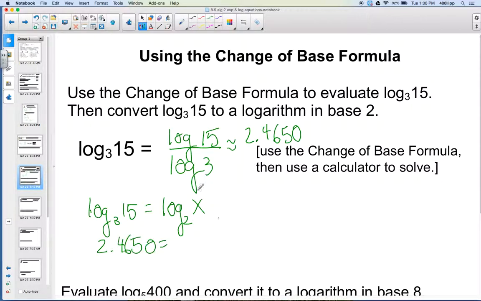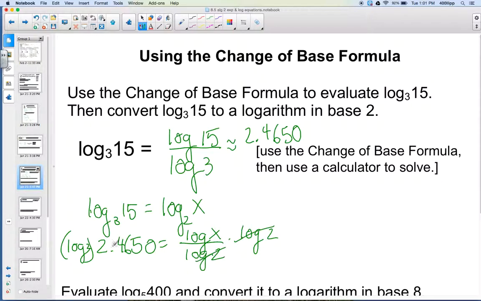So I'm just going to rewrite that as 2.4650 is equal to, we can use the change of base formula here and write this as log of x over log of 2. You could do that, and then multiply both sides by log of 2, or you can just convert it straight to exponential form from there. So we'll multiply by log of 2 on both sides, and then these will cancel.